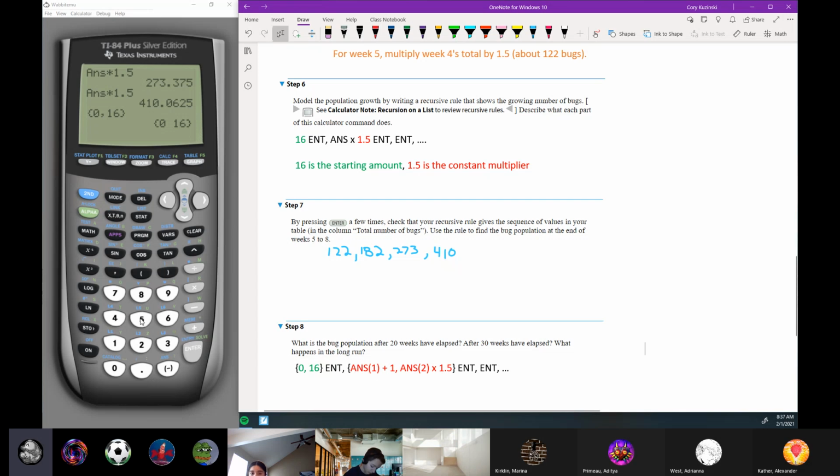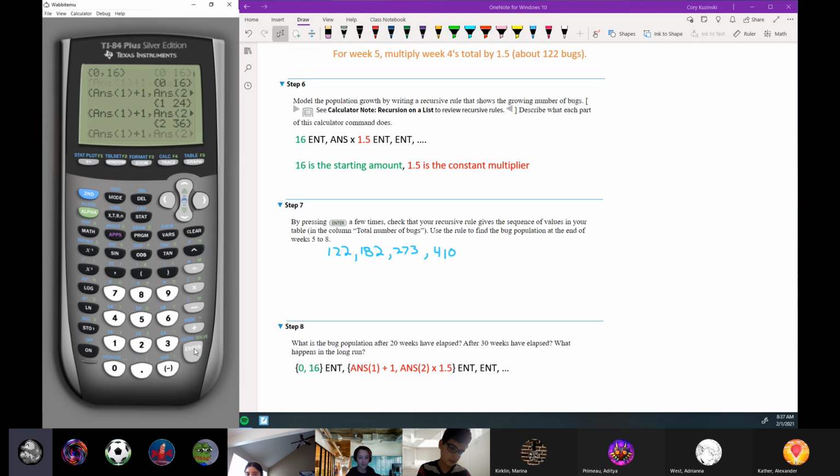So after 20 weeks, I'm going to type this in. Second parenthesis, second negative sign, 1 in parentheses. I'm going to add 1 to each week, comma, second negative sign, put a 2 in parentheses. That tells the calculator the second variable that you're keeping track of. And we want to multiply the number of bugs by 1.5. And then I'll do this set notation here. And there it is. After 1 week, the population has grown to 24.